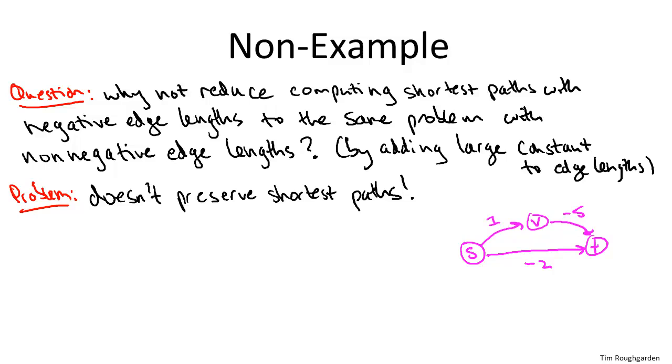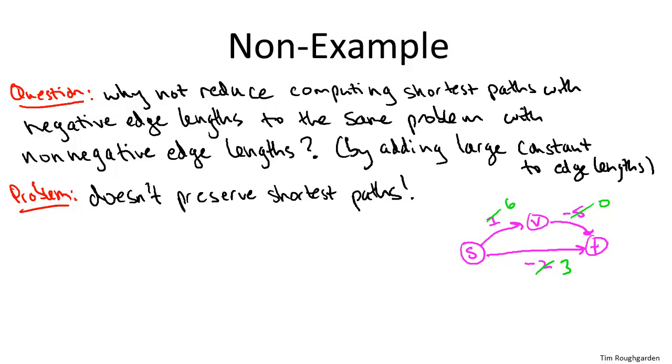Now suppose we tried to massage this by adding a constant to every edge so that all edge lengths were non-negative. We'd have to add 5 to every edge because that's the biggest negative number, the VT edge. So that would give us new edge lengths of 6 and 0 and 3. And now the problem is we've changed which path is the shortest one. We added 10 to the top path and only 5 to the bottom path, and as a result, they've reversed. So now the bottom path ST is actually the shorter one.